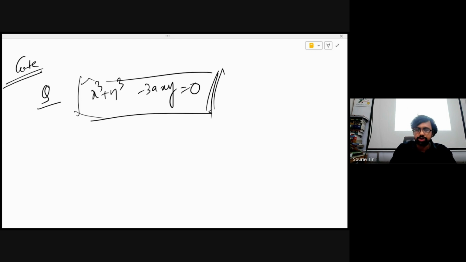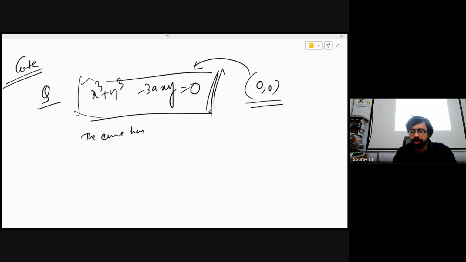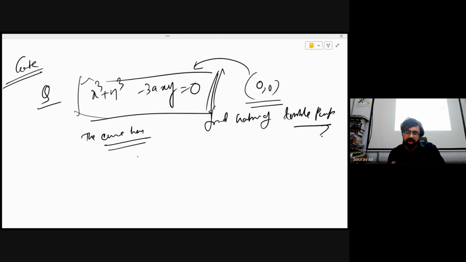ओके, तो इस क्वेश्चन को कैसे करेंगे? Pretty easy. First process is the equation is x cube plus y cube minus 3axy. ठीक है? अच्छा, ये 0 0 के हिसाब से बोल रहा है। 0 0 के हिसाब से क्या होगा, या फिर उल्टा भी पूछ सकता है, find the nature of the double point. So it's an open-ended question I have given in both ways. So first process is a given equation. The curve has this cubic curve you have.